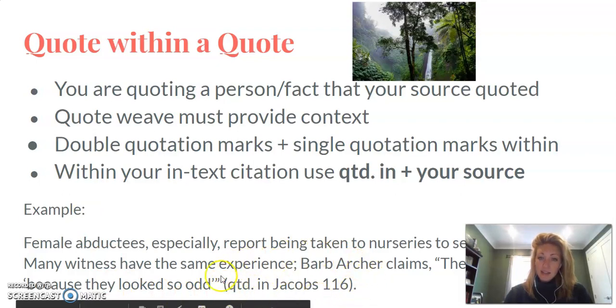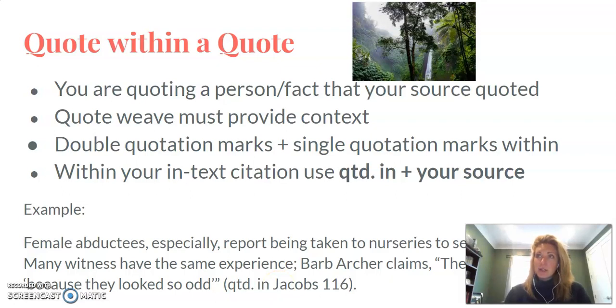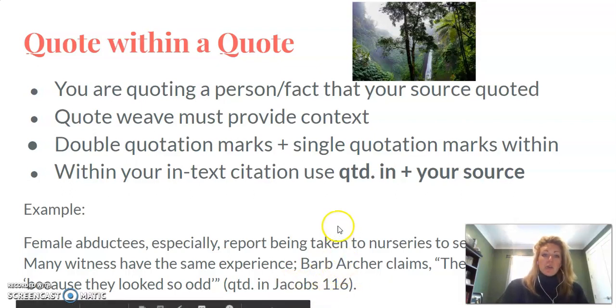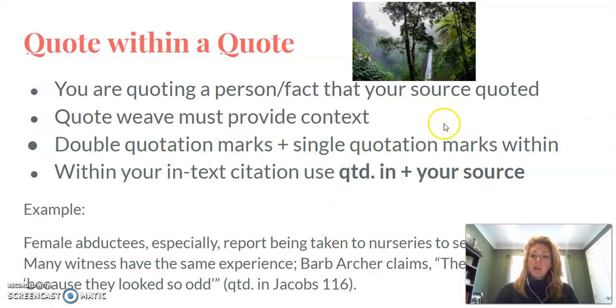So what you need to do is basically put, right here, you guys can see it, at the end of the citation or within the citation, you're going to do QTD, because that means quoted in. Jacobs is whatever that actual source is. So that is going to be whatever was on your hanging indent for your citation. This actually has a page number too. So you can do the double quotation marks plus a single quotation mark within it, sorry, to say what was quoted. And then in your in-text citation, you use that quoted in plus your source, okay?